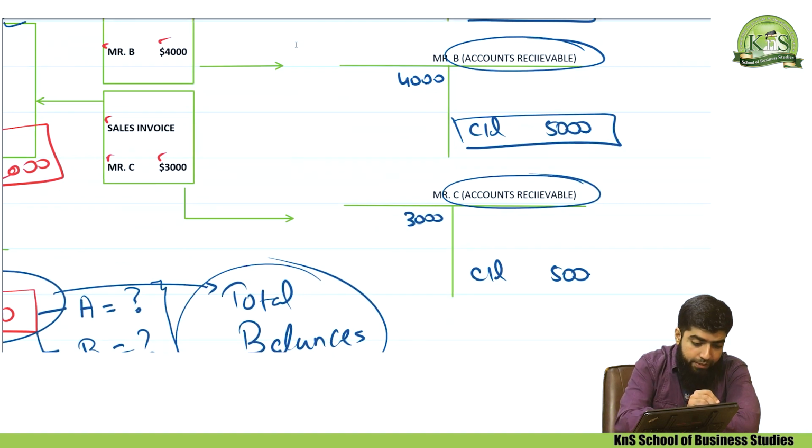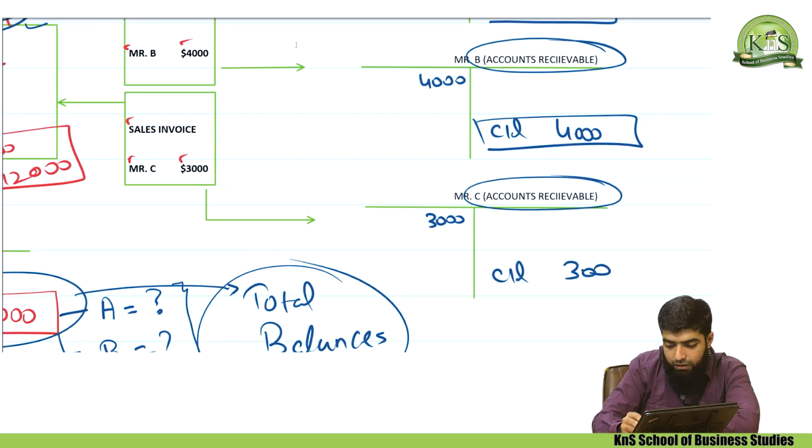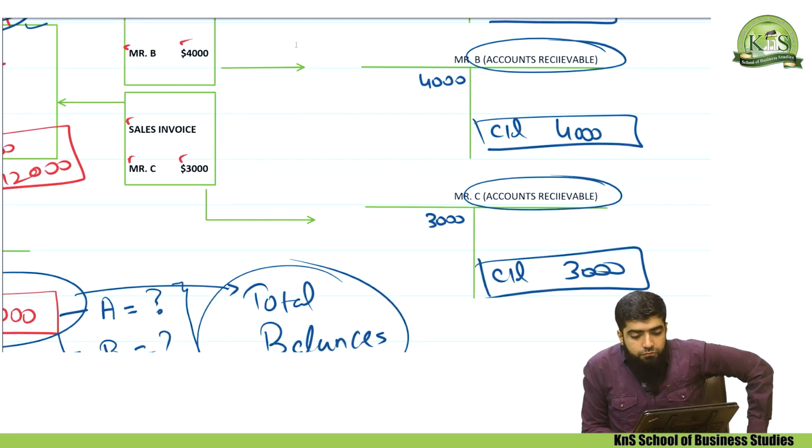Sorry, I just made an error. From Mr. B, we have to receive an amount of $4,000. And obviously, we have to receive an amount from Mr. C that is $3,000. So that is the individual accounts of customers.